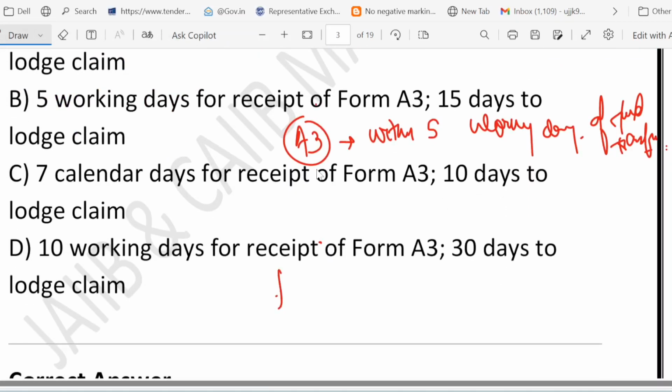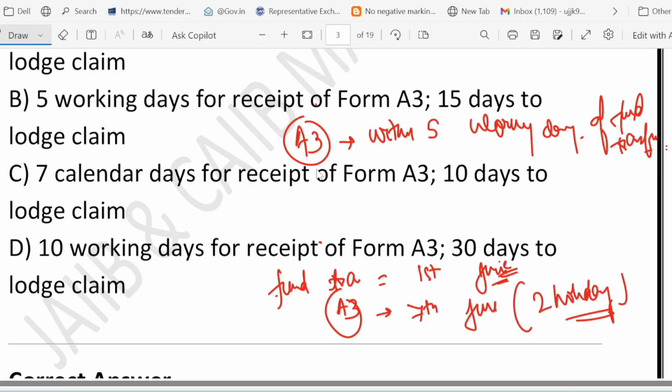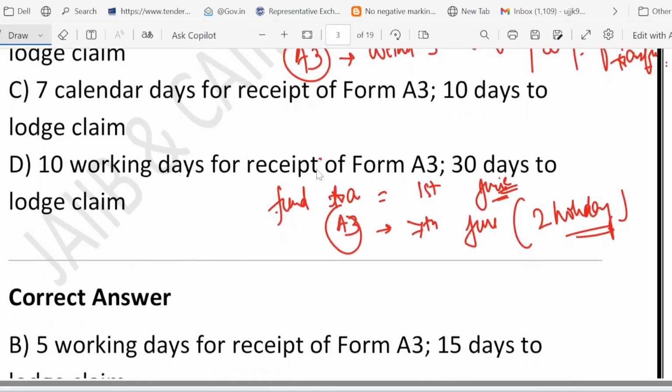Suppose that funds are transferred on 1st June. Then Form A3 must reach by 7th June, assuming 2 holidays in between. In that case, Form A3 must reach by 7th June, assuming 2 holidays in between.